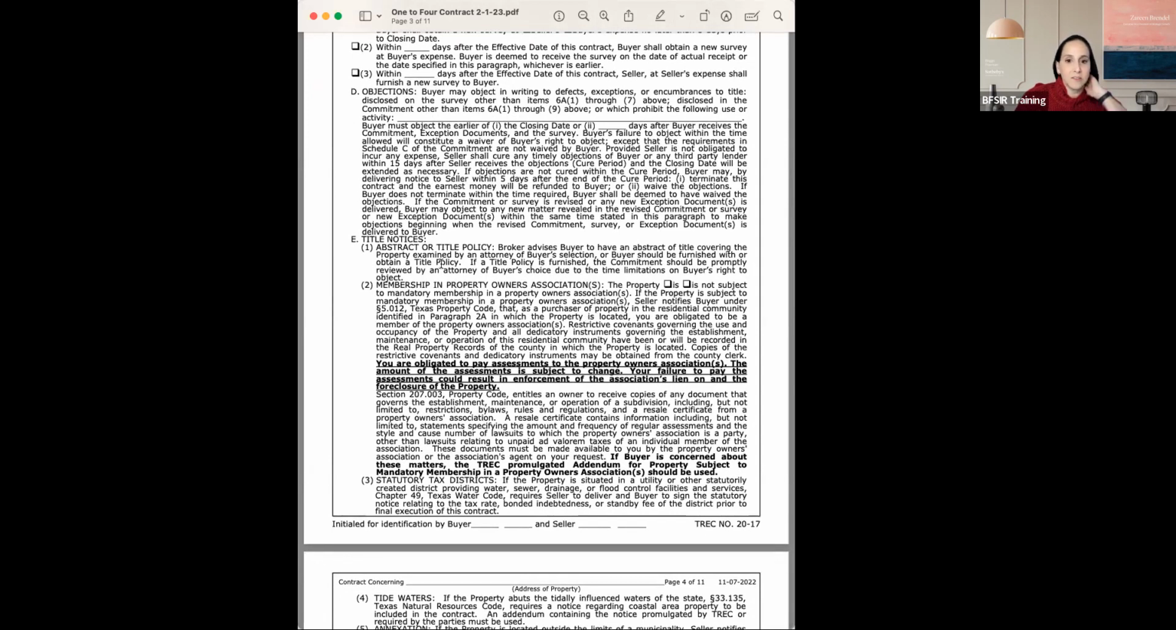Okay, so title notices, broker advises buyer to have an abstract of title covering the property examined by an attorney, or buyer should be furnished with a title policy, which we're going to do in Texas, although it's not required on a cash deal. Lenders are going to require it, of course. If a title policy is furnished, this is good for us to know, this is in the contract: the commitment should promptly be reviewed by an attorney of buyer's choice due to the time limitations on buyer's right to object.